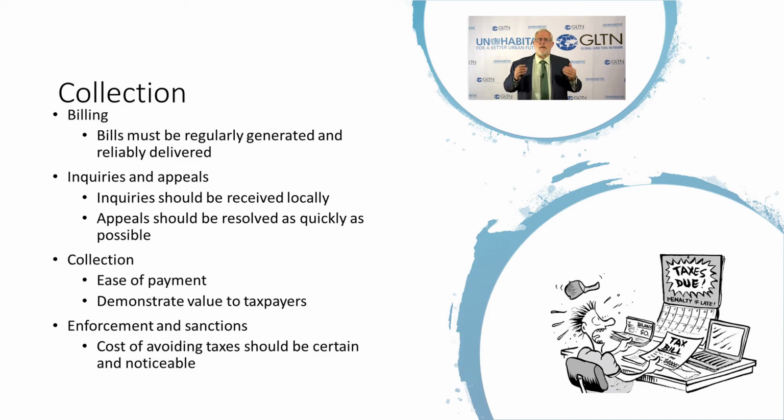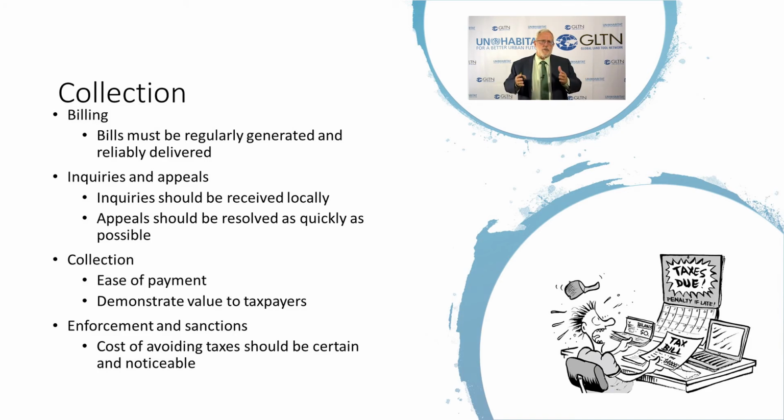Next point is the inquiries and the appeals. Once they've got the bill, people may say, well, wait a minute, this isn't right. I don't deserve to pay taxes at this level. There's an error in my data. I think they've got the value wrong. There needs to be a process for people to easily make inquiries about how the tax was calculated, and if they think they've been treated inappropriately, to appeal.